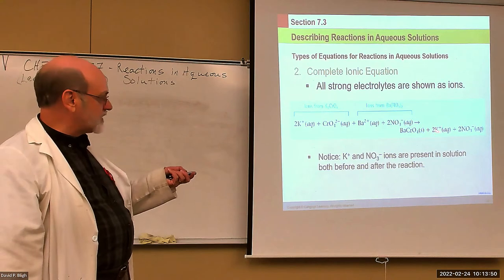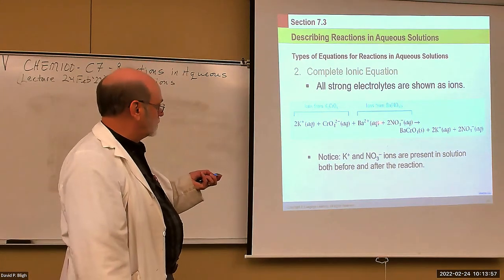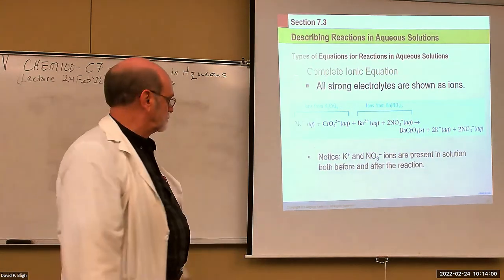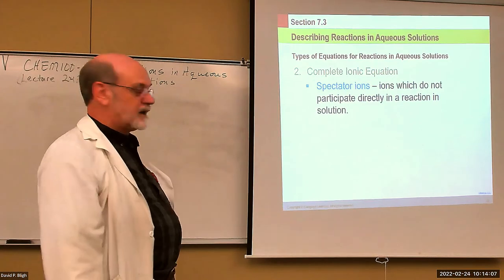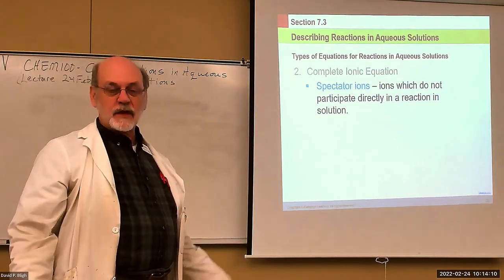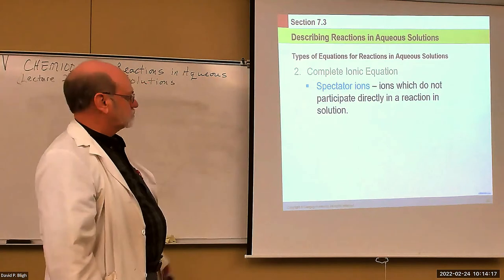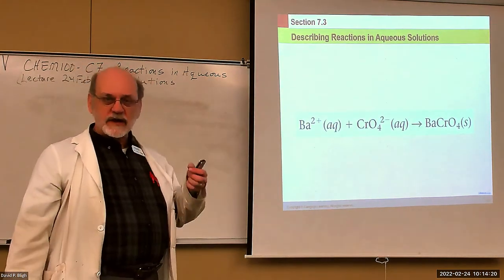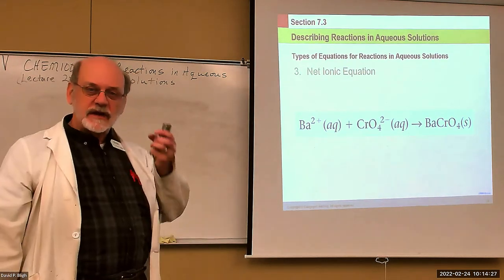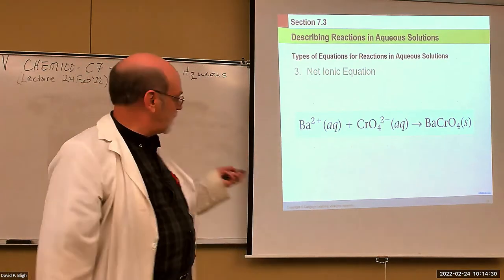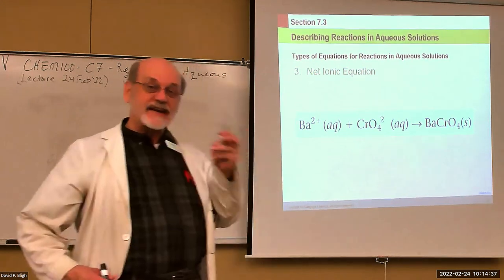Notice that you've got two potassiums here and two potassiums there. Remember, we call those spectators. And then the nitrates also on both sides of the arrow. Now we can simplify the complete ionic equation by removing those common terms from both sides, just like a math equation. If we remove those two common terms, we get what's called the net ionic equation. So now all we have are the participants in the reaction, the barium ions and the chromate ions, which react to form the solid. That's the net ionic equation. In fact, that is what drives the reaction.